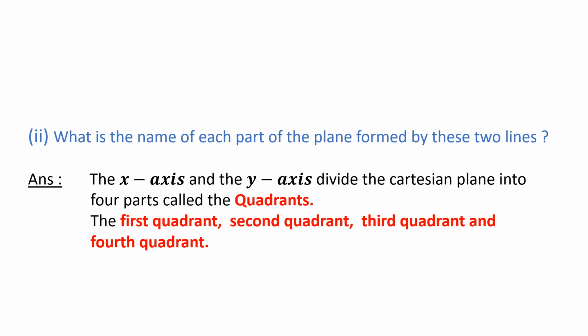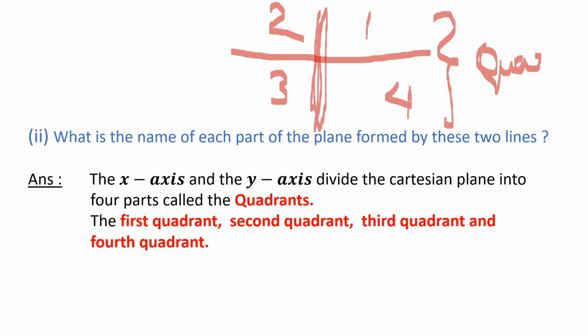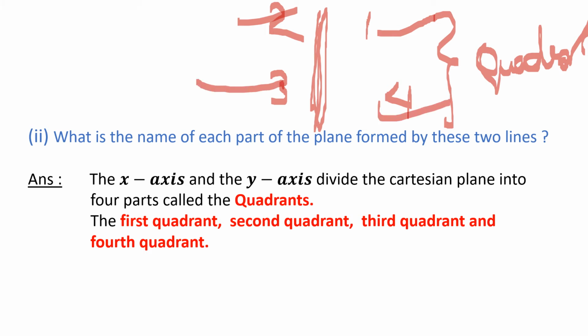What are these quadrants called? The horizontal line and the vertical line divide the plane into 4 parts: 1, 2, 3 and 4. What are these 4 parts called? They are called quadrants, right? We studied it yesterday. This is the first quadrant, second quadrant, third quadrant and fourth quadrant. So that's what we have written as the answer.